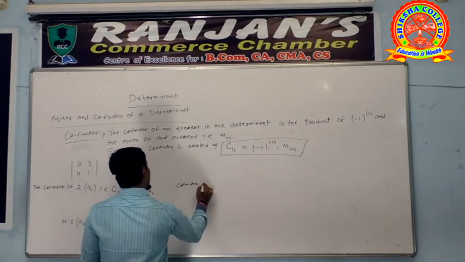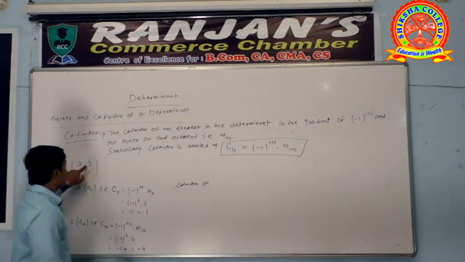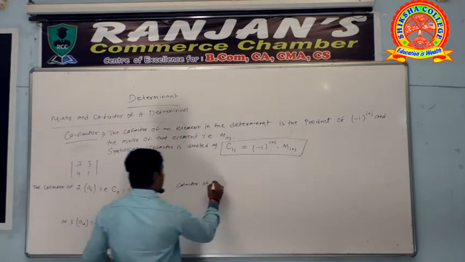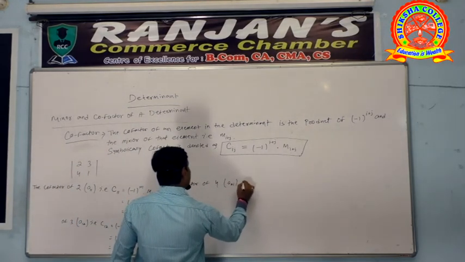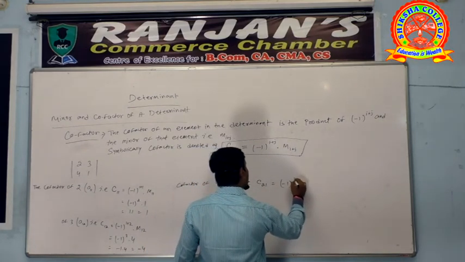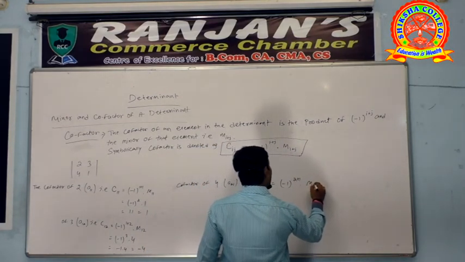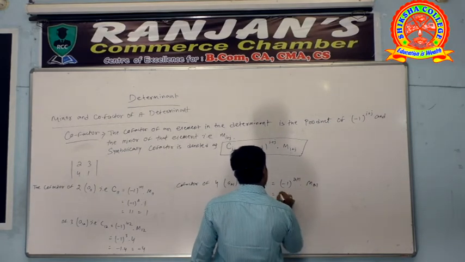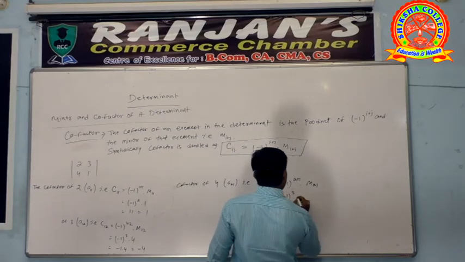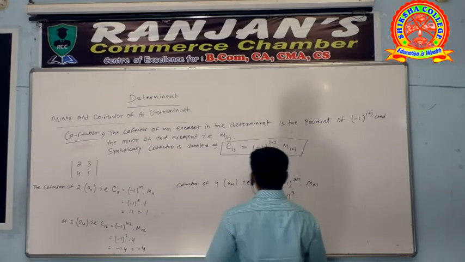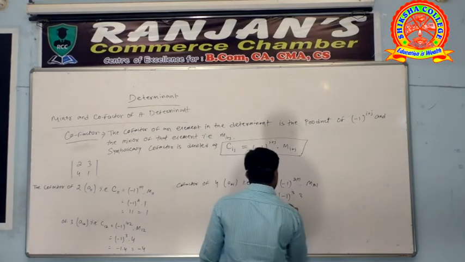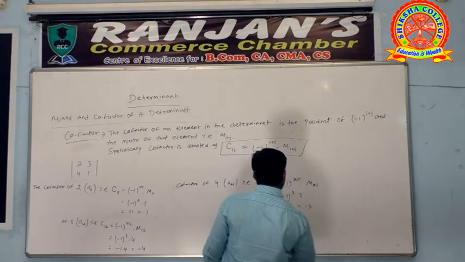Now the cofactor of this value 4, that is A21, that is C21, is equal to minus 1 to the power 2 plus 1 into the minor of 21. That is equal to minus 1 to the power 2 plus 1, which is 3, into the minor of 4, which is 3. So minus 1 three times means minus 1 into 3 is equal to minus 3.